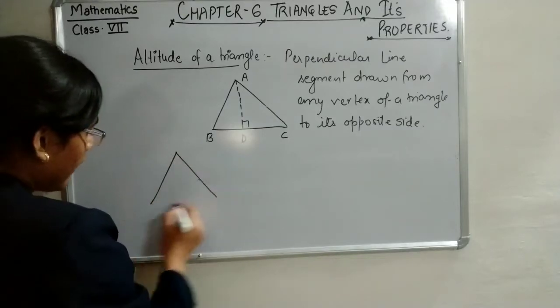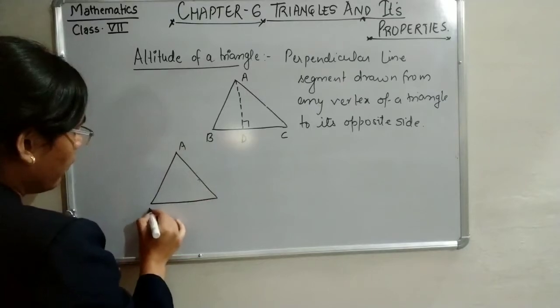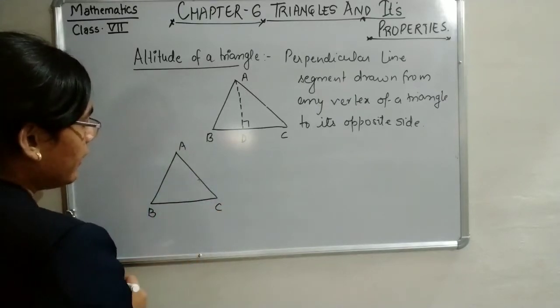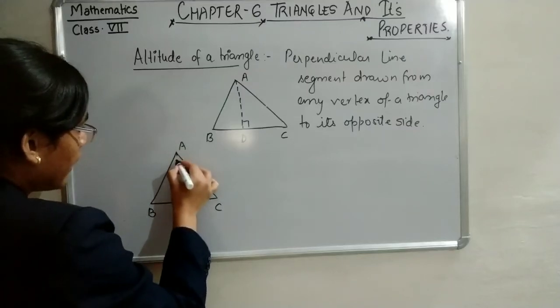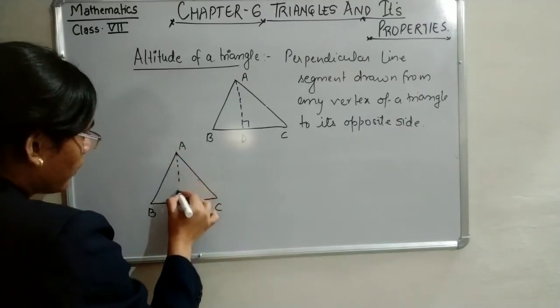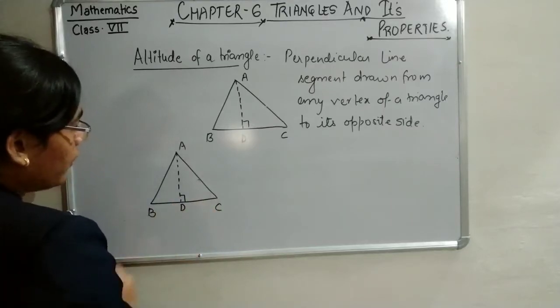Let us take the case of an acute angle triangle. For an acute angle triangle, all angles will be less than 90 degrees. So for this vertex A, we will draw the altitude to the opposite side, that is BC, and AD will be the altitude.